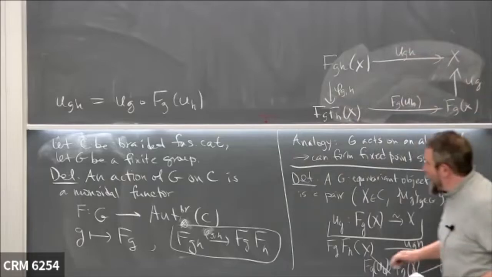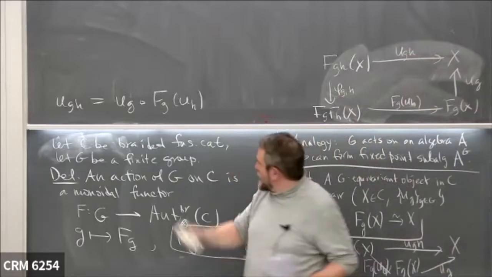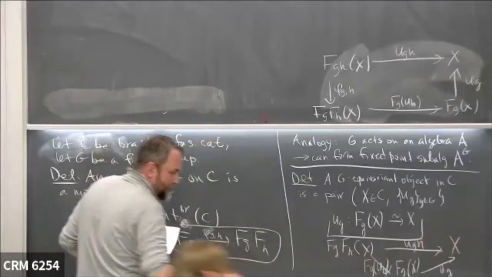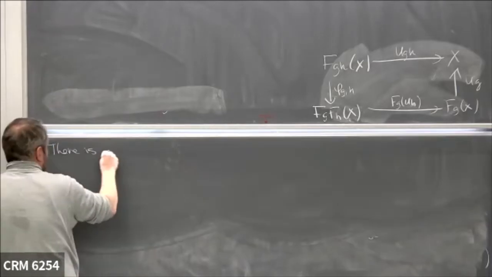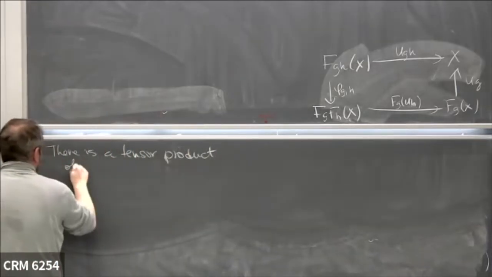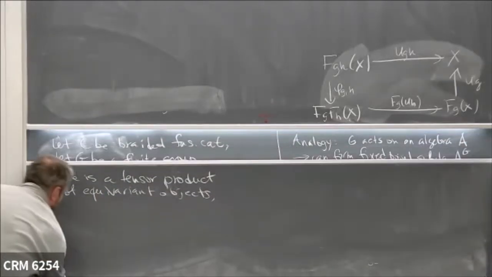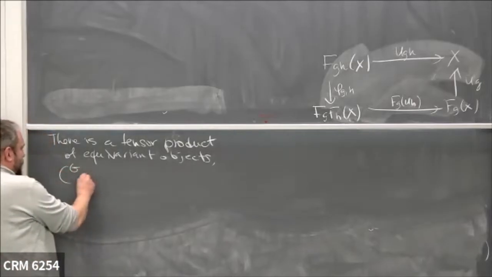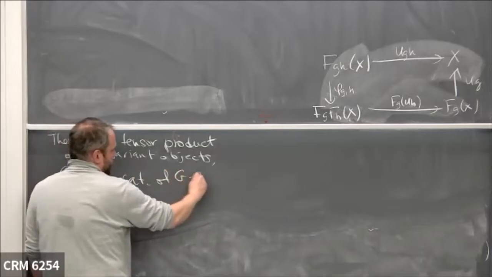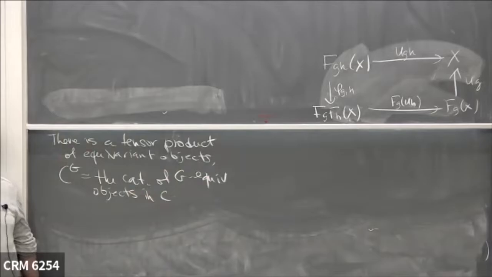Now, equivalent objects can be tensored. There is a tensor product of equivariant objects, and so we have C^G, the category of G-equivariant objects in C, which is in fact a tensor category. One can check that this tensor product admits an associativity constraint.